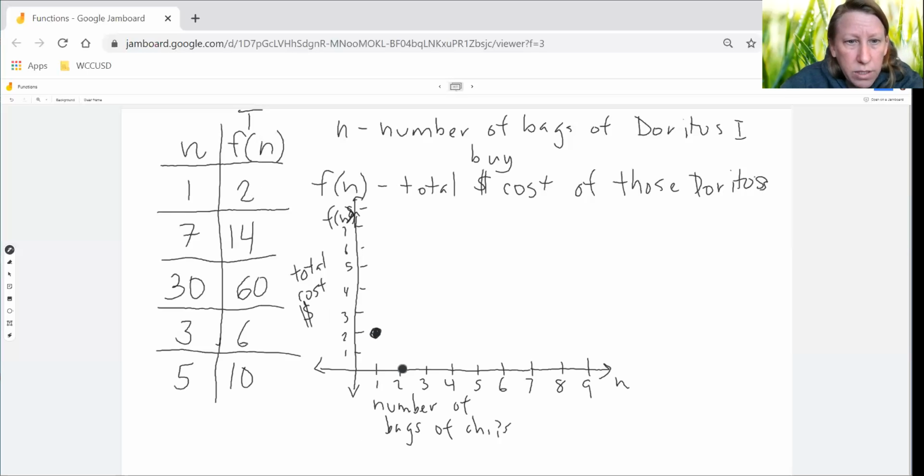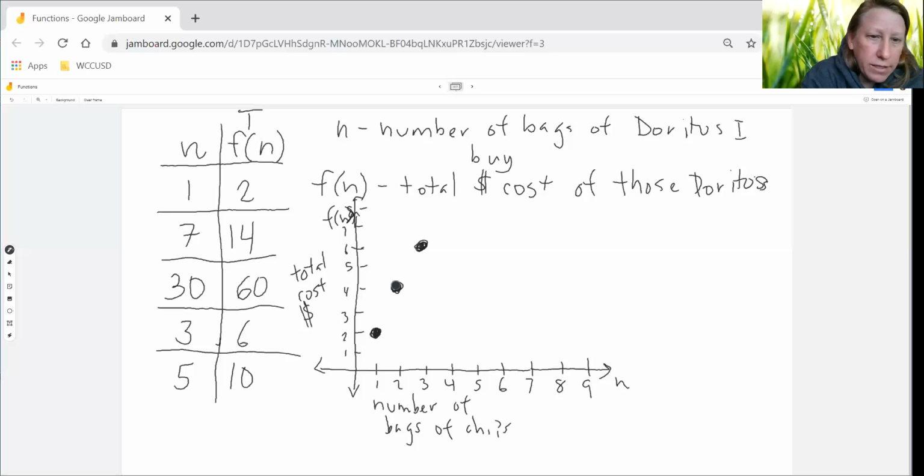2 bags of chips, we didn't do that one. Let's take this one. 3 bags of chips costs $1, 2, 3, 4, 5, $6. I'm going to have a point over here at 3, 6. Okay, 5 bags of chips cost $10. I don't have room. How about 2 bags of chips? $1, 2, 3, $4. This type of function is called a linear function.